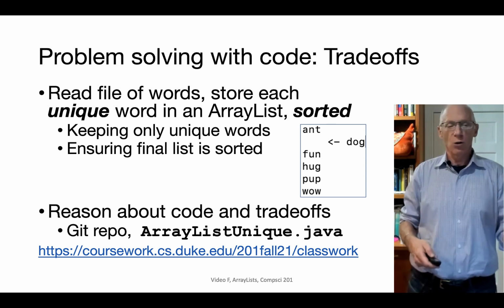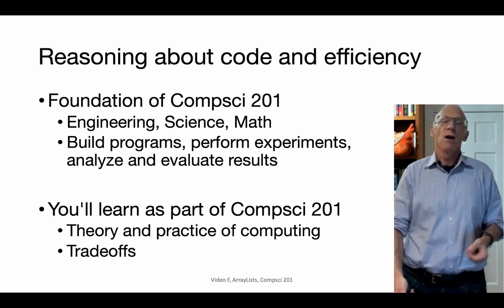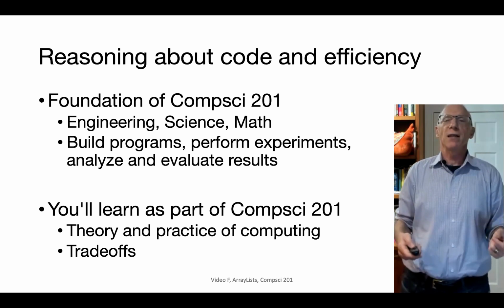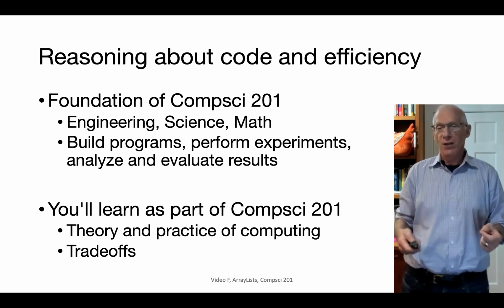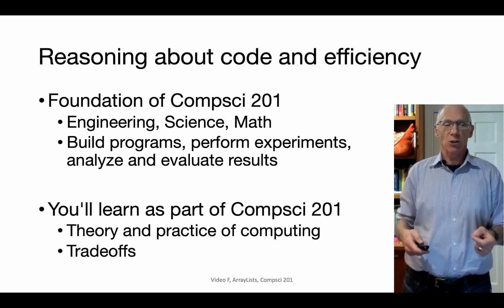We can see this code in ArrayListUnique.java. I've given the URL for the Git repository, but we're going to reason about these next time. I'm going to look preliminarily here to set the stage for that. This reasoning about efficiency is one of the cornerstones of Compsci 201 and the study of data structures and algorithms.